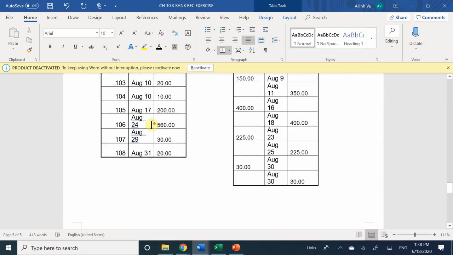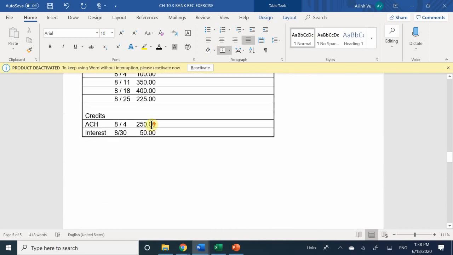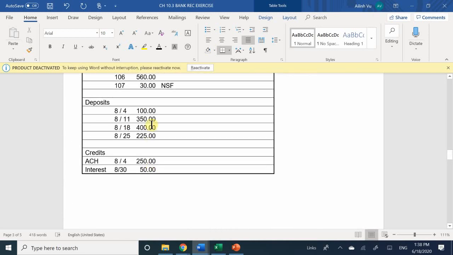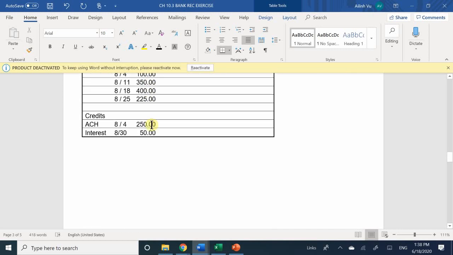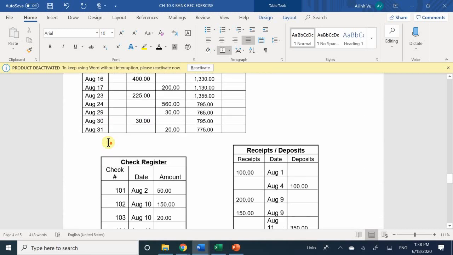Okay, let's go on to the top and see what we actually have. Do we have both? So here's my bank statement. Usually it's at the bottom of the bank statement or on the right side. Here I have my credits for ACH. I have it for $250 and I have interest collected for $50. Okay, so I'm gonna go ahead and scroll down and write that in here.